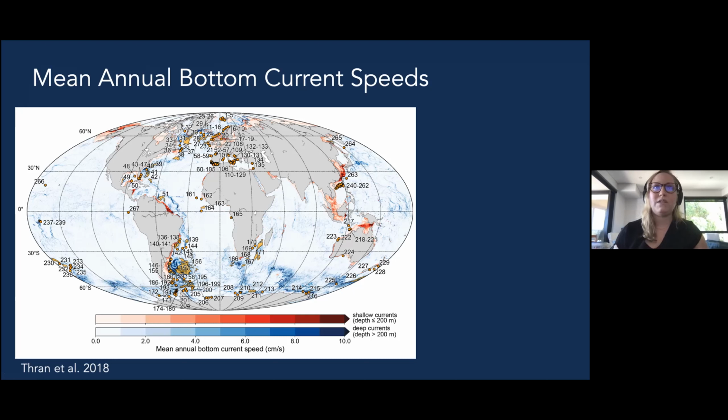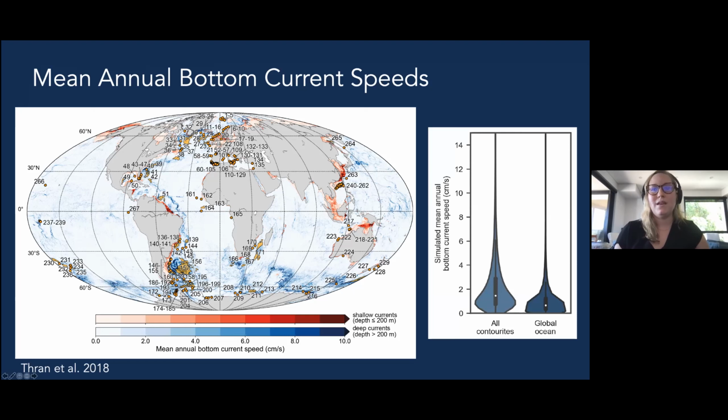But something strange happens when we start to quantitatively assess how fast the currents are actually moving in these areas. And so just to explain, this is a violin plot, and this represents all of the points in our model on the seafloor that were classified as either having Contourites on them or just the rest of the ocean in general. And so the fatter the violin is, the more points that are clustered around a particular value of the y-axis. And this is simulated mean annual bottom current speed. That's right here.